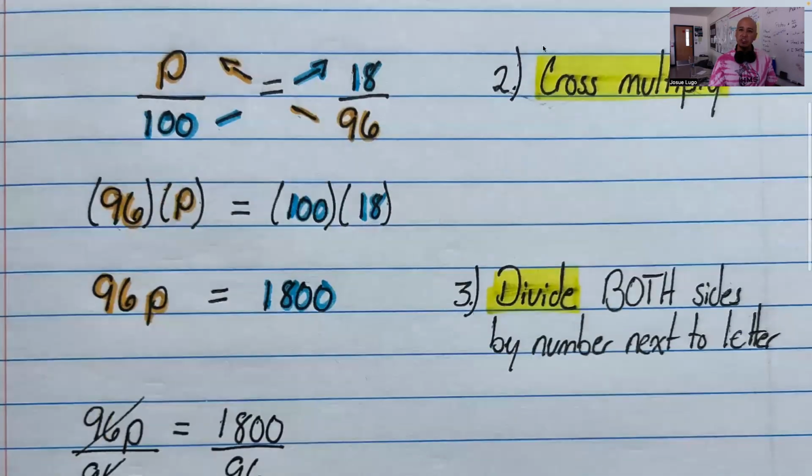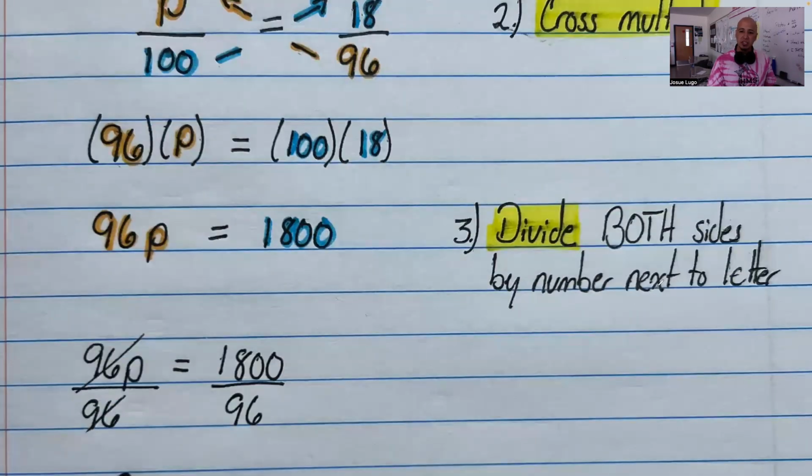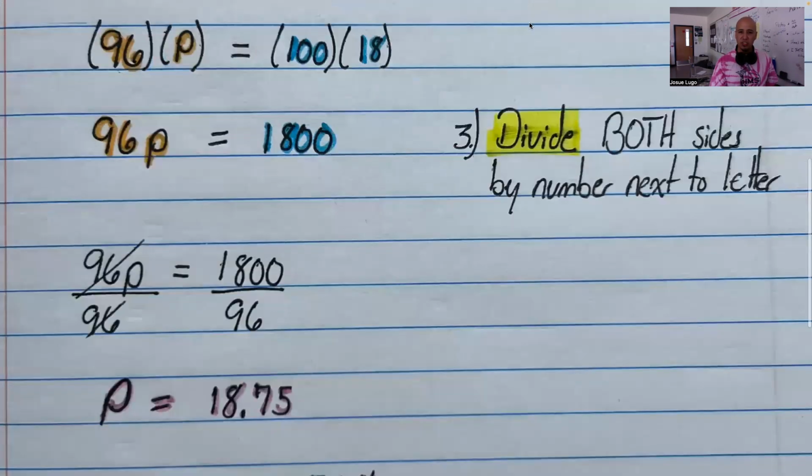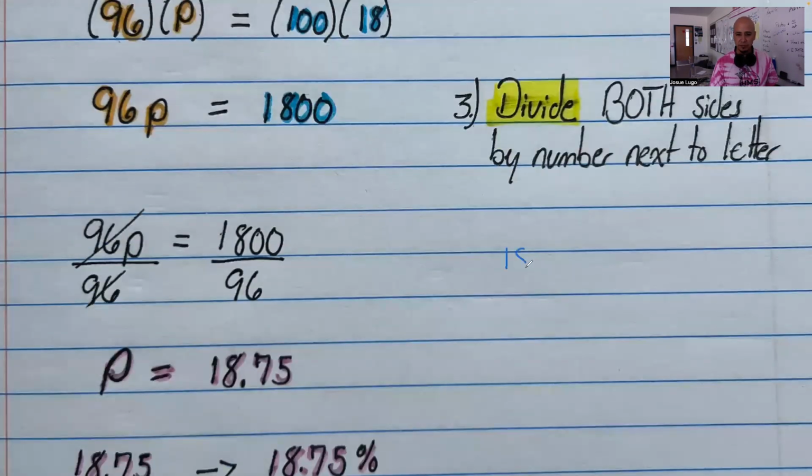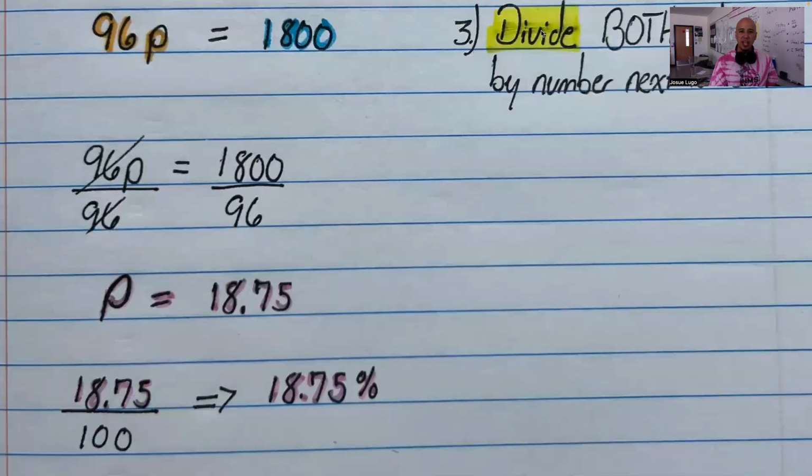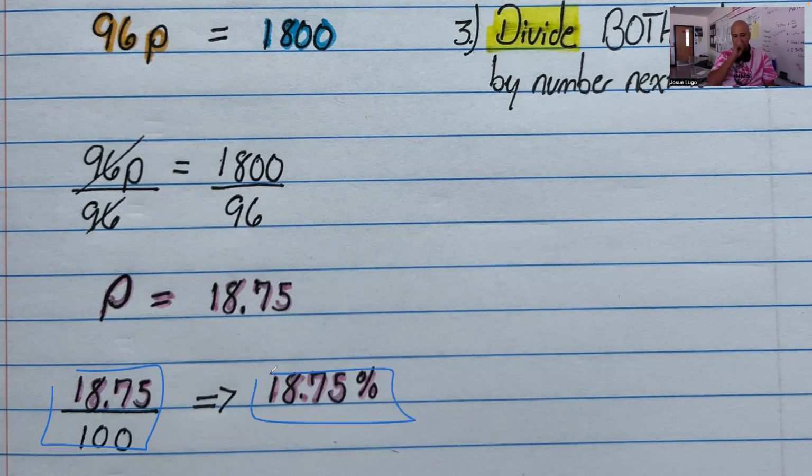Because at the end, guys, we're just going to divide both sides by what? The number next to the letter. So where's the letter? It's right here. So we're going to divide by 96. So we divide 1,800 by 96. And so 1,800 goes on the inside, 96 goes on the outside, and we divide, and I just gave it to you because I don't want to waste time. So that would give us 18.75. That is P. That's the number that goes over 100. And since it's 18.75 over 100, that's 18.75%.